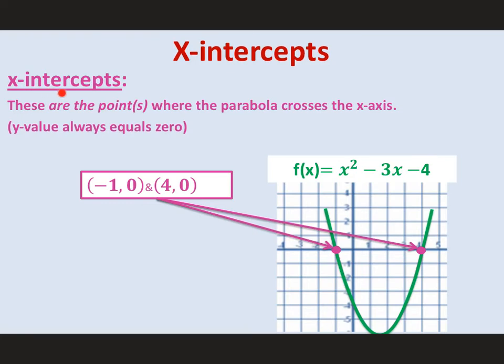Another part we need to worry about is the x-intercepts. If we have the x-intercepts of a quadratic, that is the point where they cross the x-axis. They're not always going to be these nice, convenient, beautiful points, but in certain situations they are. Negative 1, 0, and 4, 0 are our x-intercepts for this graph.